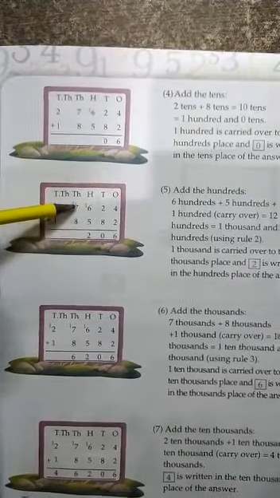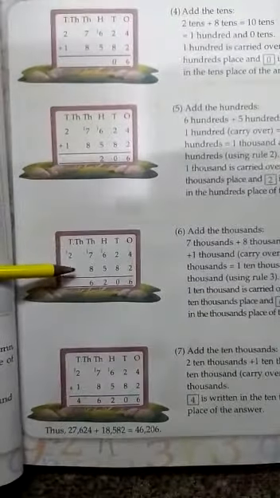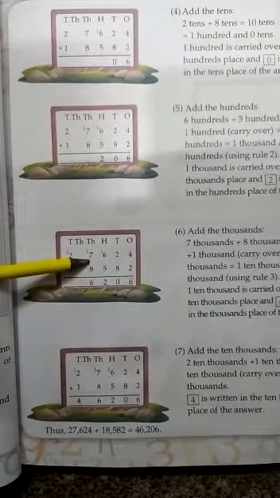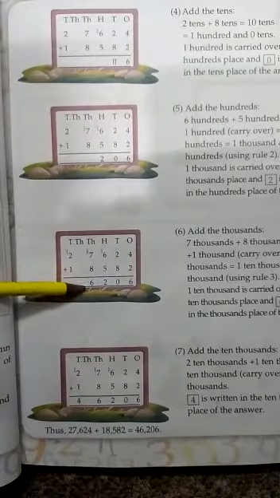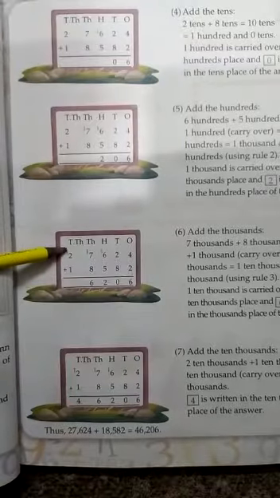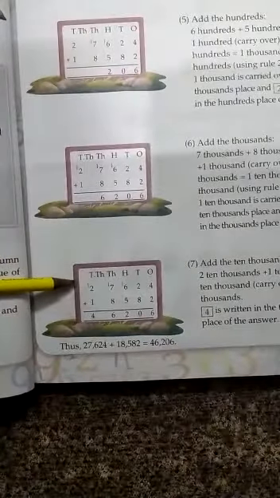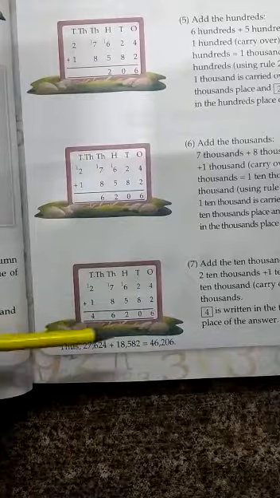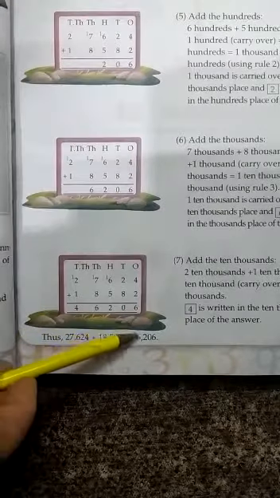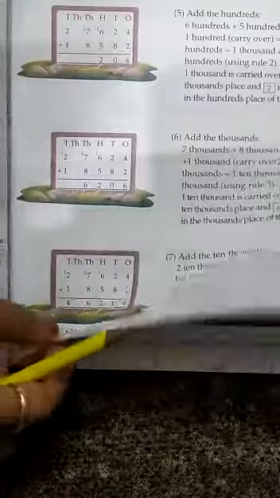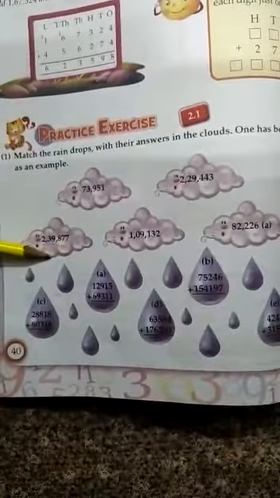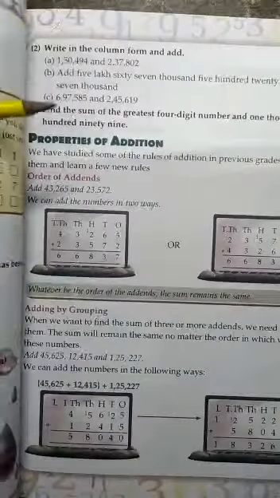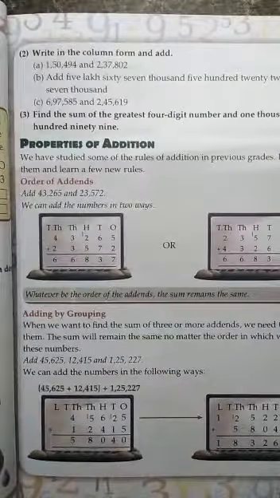The next digit, thousands place, 7 plus 1, 8 plus 8 is equal to 16, 6, carry over 1. Then 2 plus 1, 3 plus 1, 4. Our answer is 46206. This way you can do the exercise 2.1, page number 40, in your book. Second question, third question, you do in your notebook.